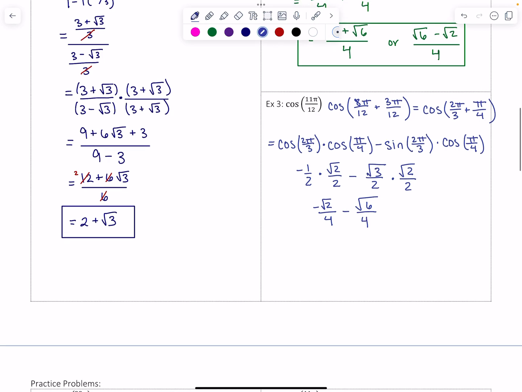So the final answer here, again throwing some equal signs in here, is negative square root 2 minus square root 6 all over 4. And again, you just evaluated for an angle that was not on your unit circle. So there you go. Very nice job.